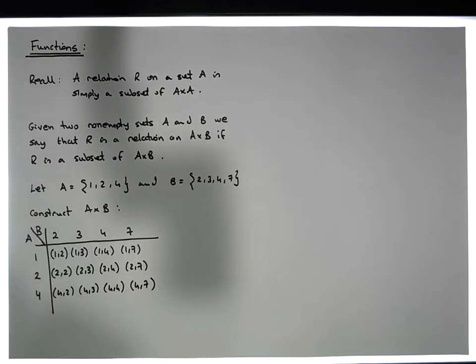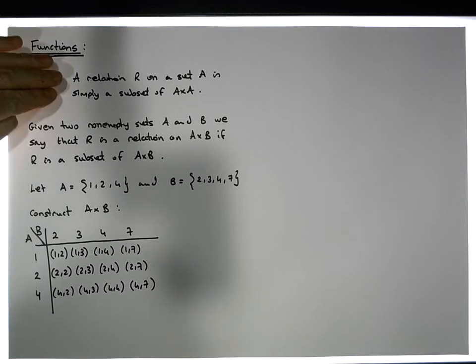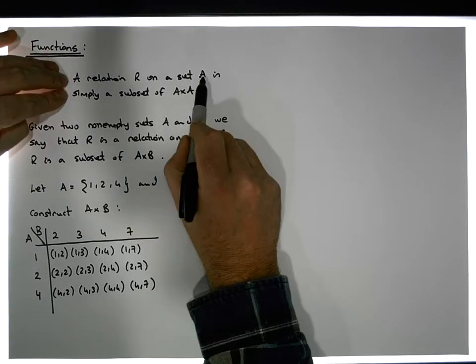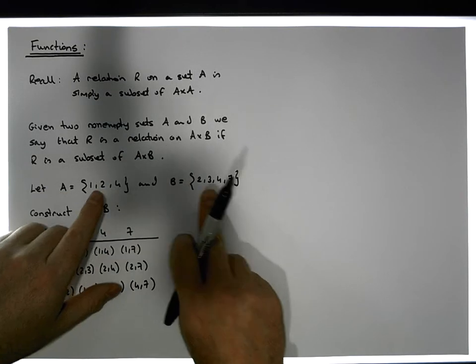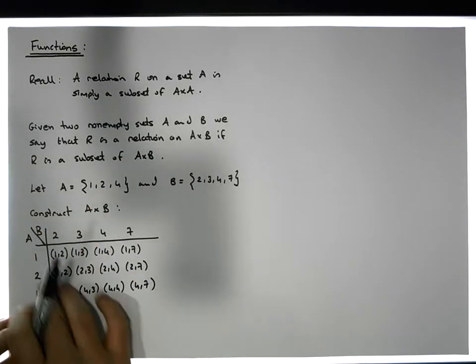Now in this particular construction, in previous examples when we constructed relations, we constructed them on a single set A. In this case we have two sets A and B, not necessarily the same, but we still construct the cross product.